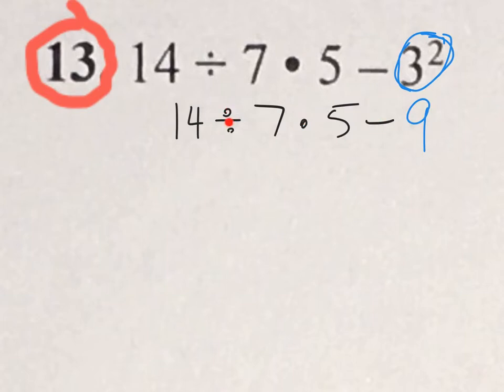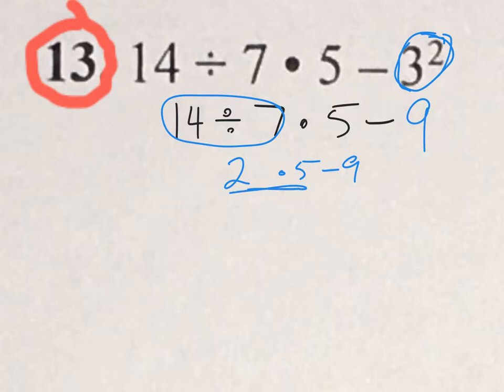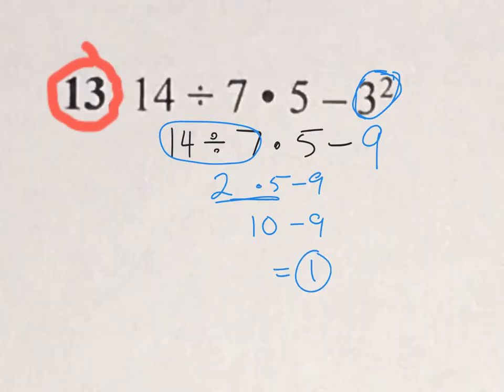Divide. So when you have division and multiplication, you go from left to right. So let's actually do 14 divided by 7, and we get 2. Let's bring down everything else, the times 5 and the minus 9. And then multiply. 2 times 5 is 10, and then 10 minus 9 at the very end is 1. So this is going to come out on tomorrow's quiz as well.